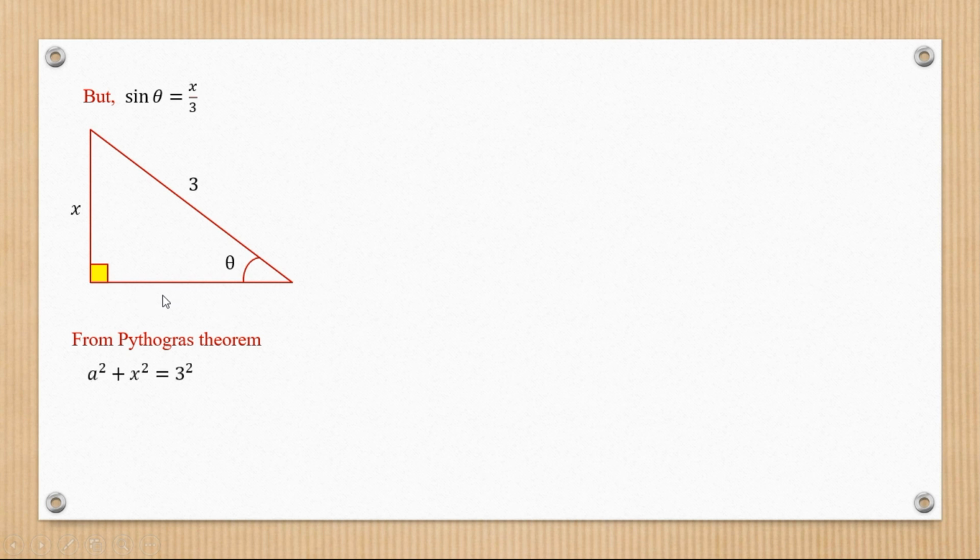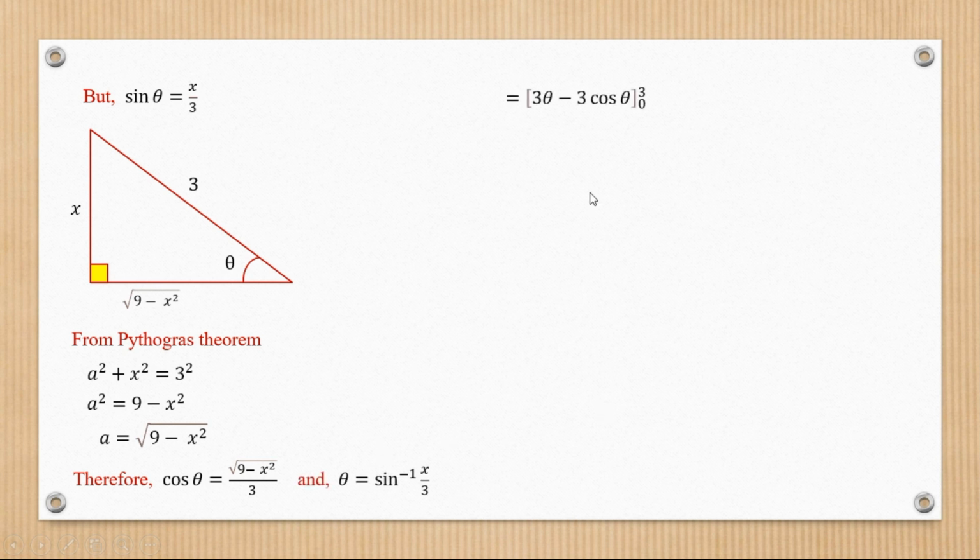From Pythagoras theorem, we have s squared plus x squared being equal to 3 squared. So s squared shall be equal to 9 minus x squared, of which s shall be equal to the root of 9 minus x squared. Therefore our value for the adjacent shall be equal to root of 9 minus x squared. So cos theta, which is adjacent over hypotenuse, shall be equal to root of 9 minus x squared over 3. And then we can substitute that back, and we'll have this.